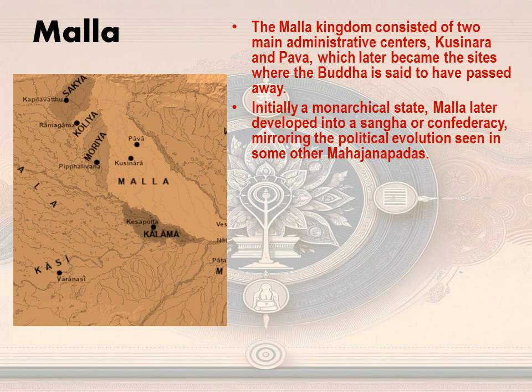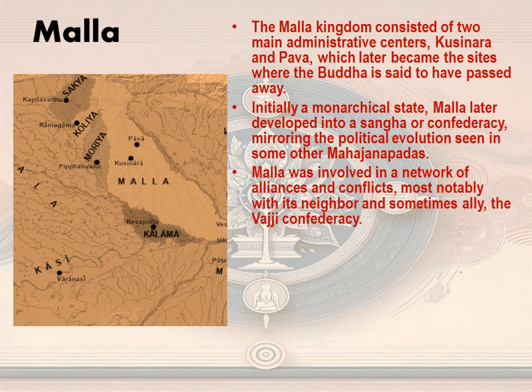Initially a monarchical state, Malla later developed into a Sangha or a confederacy, mirroring the political evolution seen in some other Mahajanapadas. So it was a monarchical state in the beginning, and later democratic evidences were seen in the state in the form of a confederacy, and thus we see a political evolution in Malla from a monarchical form of governance to a confederacy form of government.